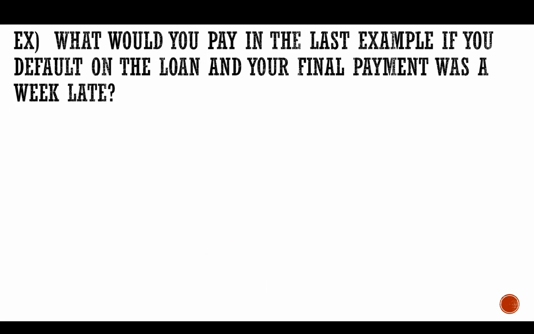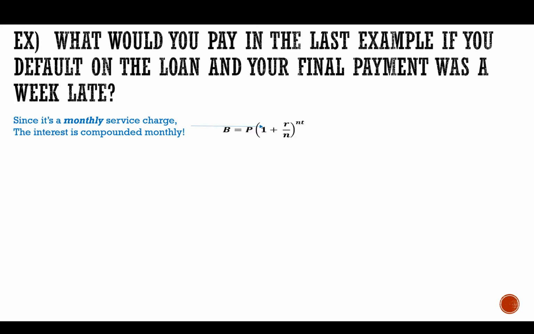All right, so let's go through here. Since it's a monthly service charge, the interest is compounded monthly. So there's one amount that gets borrowed. It's a single one-time loan amount. And so that's why you use this formula. It is compounded monthly, right? So there's a single one-time principal and it's compounded monthly. And so that formula right there should look familiar to you. We went over it in chapter 2, right?